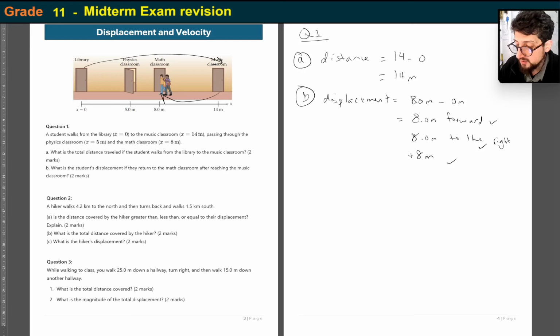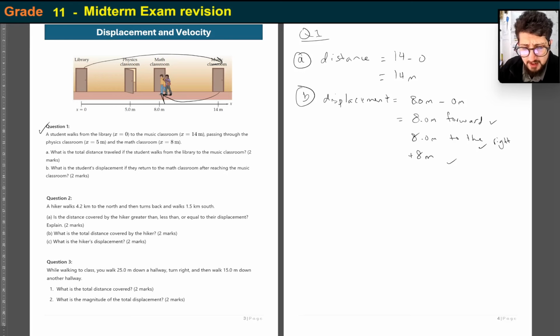And why did we include the direction? Well, because we're talking about displacement, and displacement is a vector quantity. Since it's a vector quantity, you have to include the magnitude, which is the size, as well as the direction. So that's question one done. Let's go to question two.